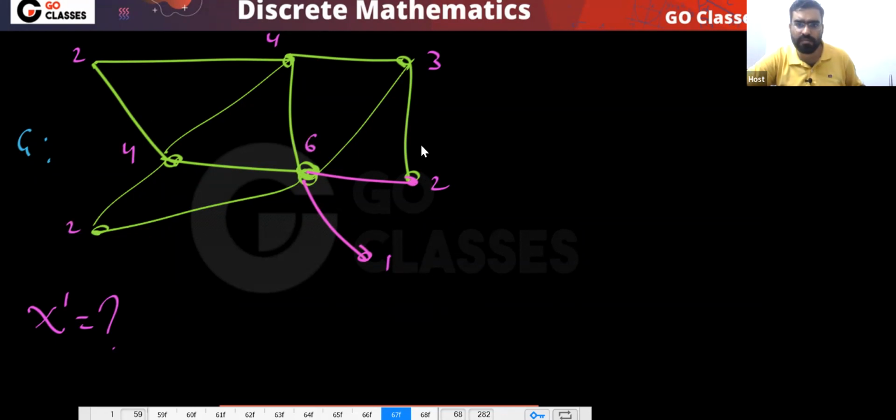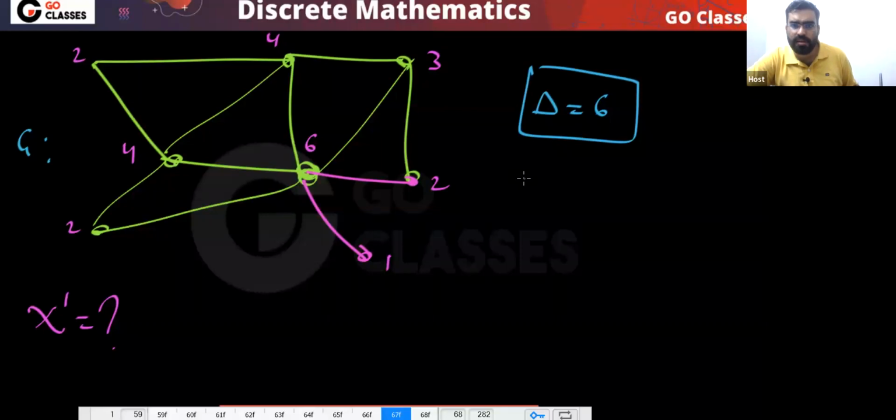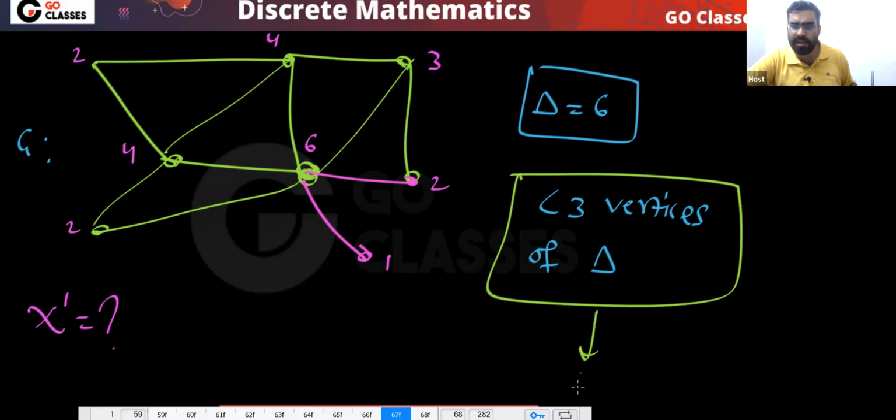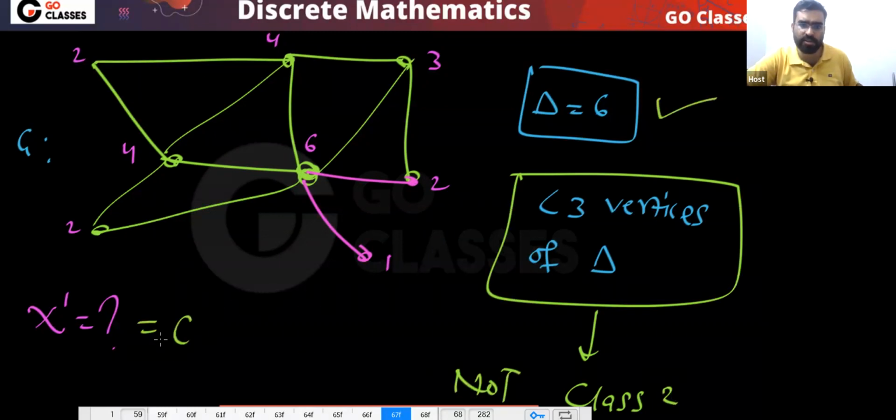So this is class 1. Maximum degree is 6. But how many vertices are there of maximum degree? You can notice less than 3 vertices of maximum degree. Less than 3 vertices of maximum degree implies class 1, implies not class 2. So chromatic number will be equal to maximum degree. So the answer will be 6.